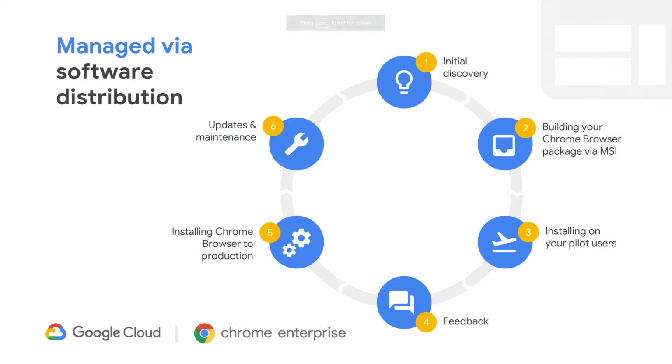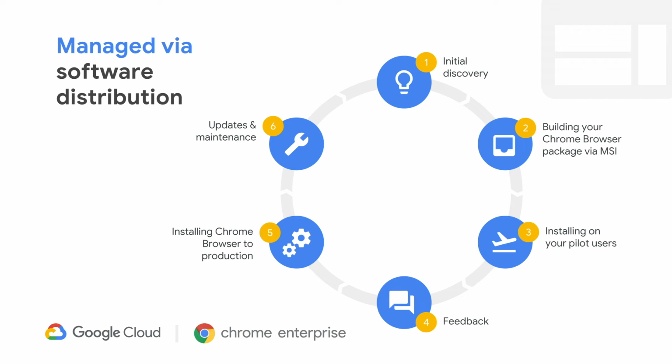Let's suppose you've decided that you want to use software distribution for your initial deployment of Chrome. This is a common scenario. The steps would look a little something like this. You would go through an initial discovery process to understand what's currently on your desktops. Perhaps there are versions of Chrome that were self-installed by users.